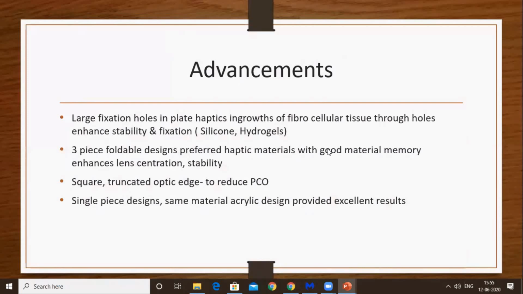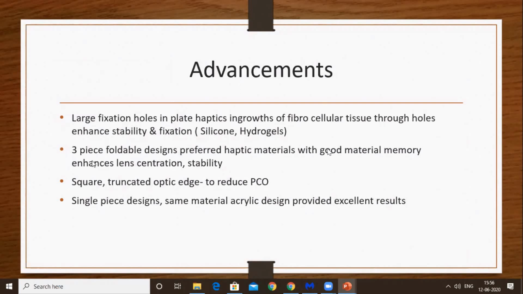The advancements in IOLs are in the haptic designs. With many of the lenses we can change the optic shape or optic design, but we can also change the haptic design in such a way that implantation will be very easy, and the lens will last for a long time inside the patient's eye. If you take a plate haptic design, the fixation holes nowadays are coming in a larger fashion so that fibrovascular growth will occur inside the holes, which will hold the lens very tightly and enhance the stability and fixation.